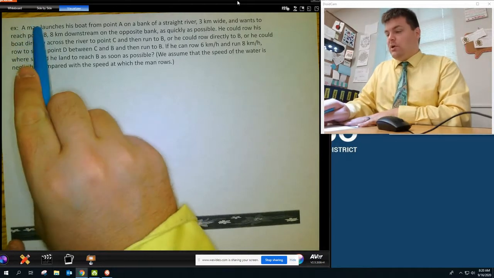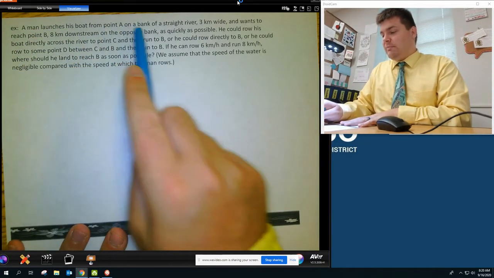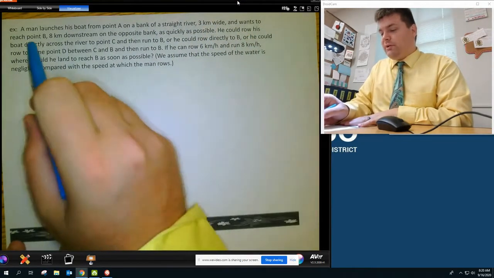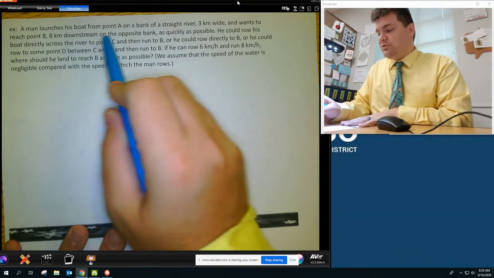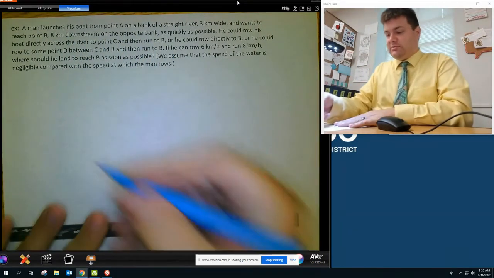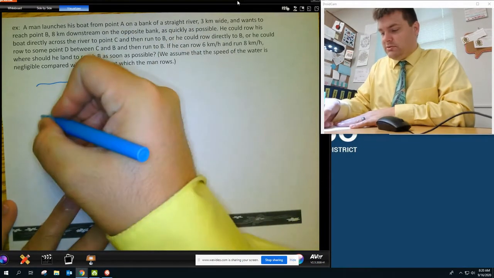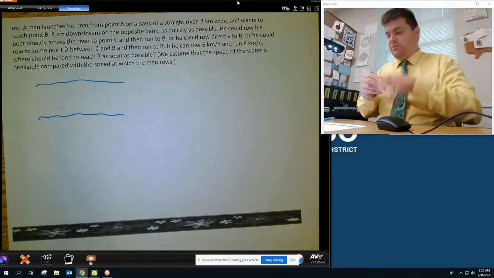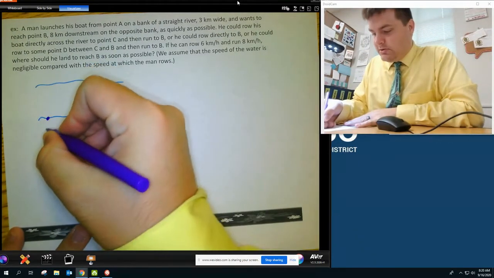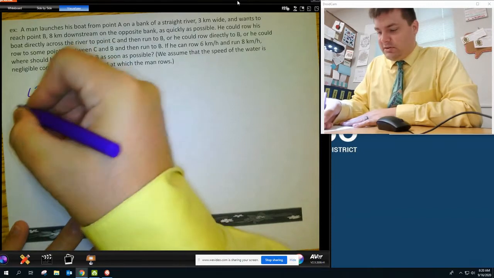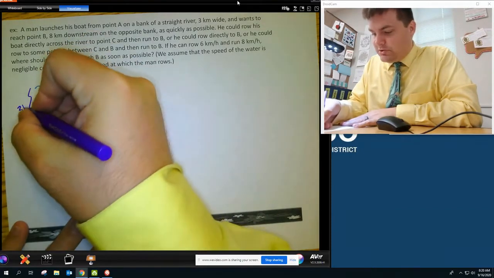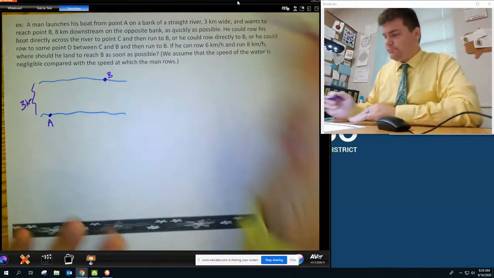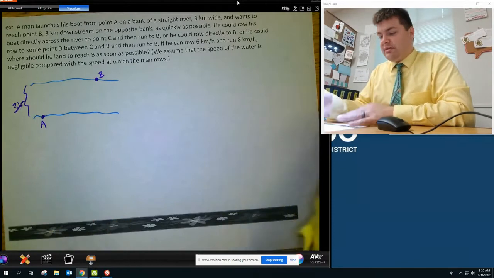So we got a man who launches his boat from point A on a bank of a river, which is 3 kilometers wide, and wants to reach point B, which is 8 kilometers downstream to the opposite bank as quickly as possible. So pretty much river right there, drew it in blue because it's a river. And then we're at point A. And again, this river is 3 kilometers wide. And they want to reach point B over here. So what's as fast as they can reach here?